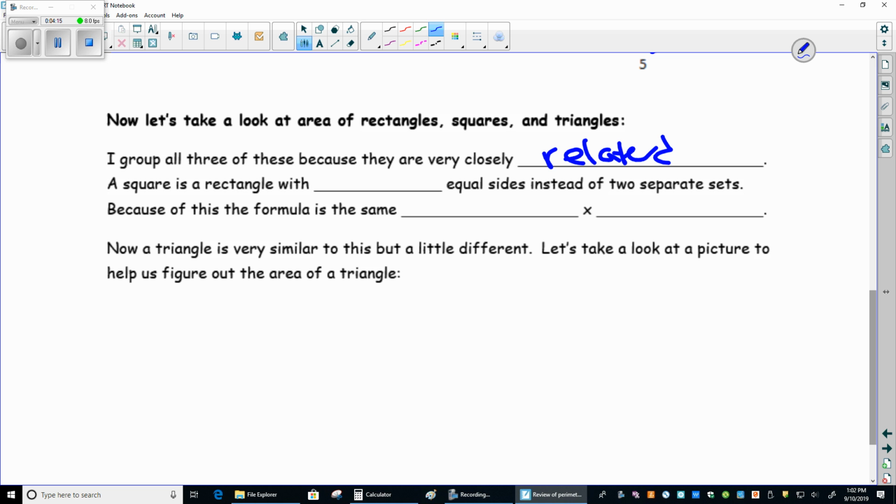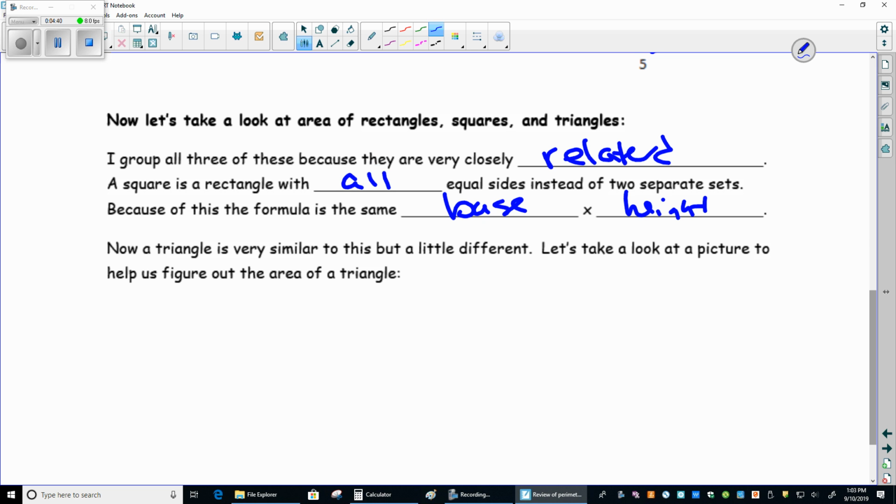So, like, instead of getting rectangle and square, again, like I said, they say parallelogram because they're all basically the same formula. A square is a rectangle with all equal sides, instead of 2 separate sets of equal sides. So because of this, the formula is the same for both. You don't really have to remember it, but you should. Like this one's really easy. It's just base times height.